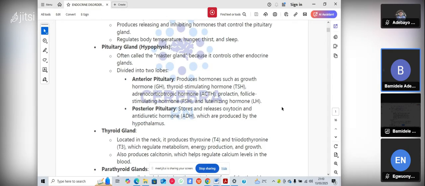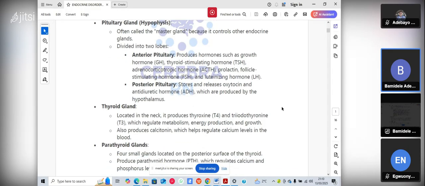So we have another gland, the thyroid gland. We all know where our thyroid is located. The thyroid gland is located in the anterior part of the neck, and it helps to produce two major hormones, T3 and T4. T4 is thyroxine, and T3 is triiodothyronine. Both of them help majorly in growth. It determines how tall or short you are. It also helps in the production of calcitonin, and this further helps to regulate your calcium levels.